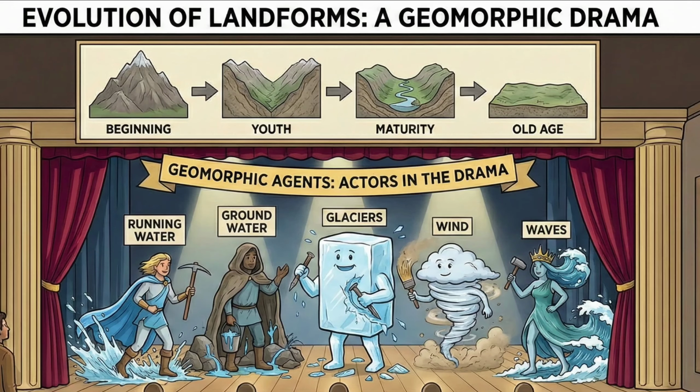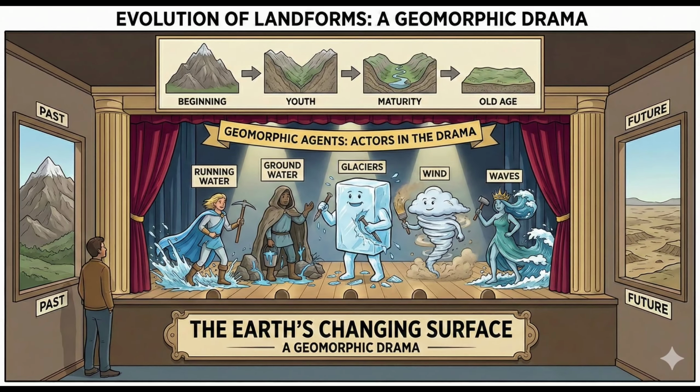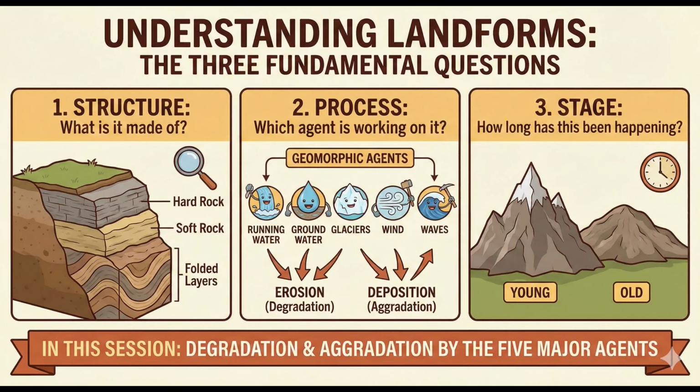What do we mean by evolution in geography? It implies that every landform has a history. It has a beginning, a youth, a maturity, and an old age. Just as a human face changes, with wrinkles and lines over a lifetime, the face of the Earth changes its valleys and ridges over eons. To understand any landform, we must ask three fundamental questions.